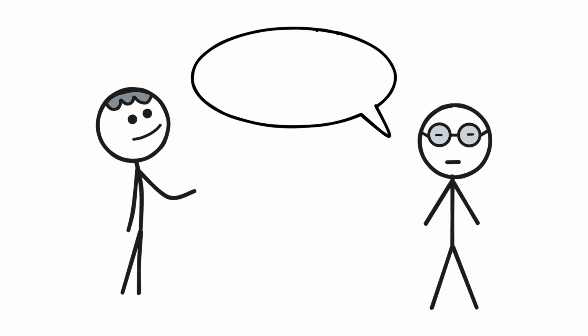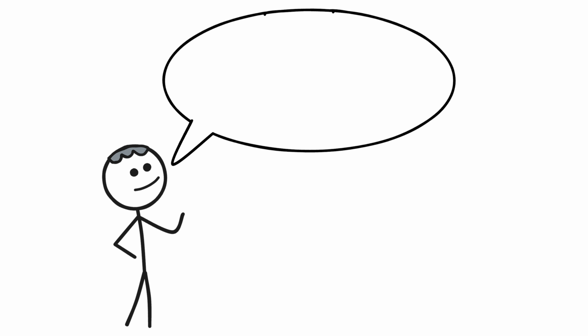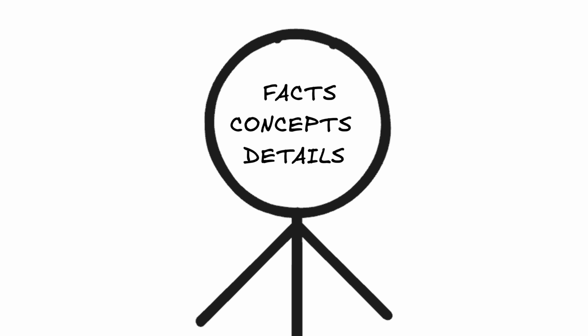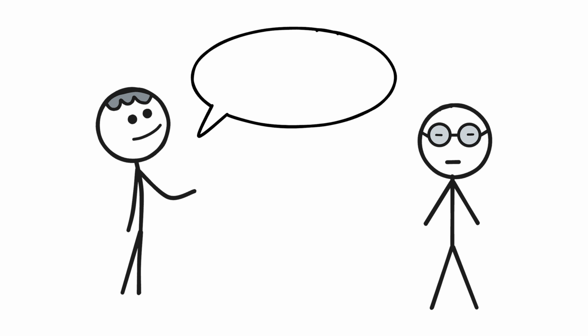Imagine you're at a coffee shop, and your friend asks you what the heck this Feynman thing is. You could say, the Feynman Technique is like choosing clothes from your wardrobe. Imagine your brain is full of options, facts, concepts, and details about a topic you're trying to learn. It can get overwhelming, just like having too many clothes to pick from. First, you pick a concept, like choosing a piece of clothing. Then, you explain it as if you're telling a 5-year-old or explaining it to a friend.